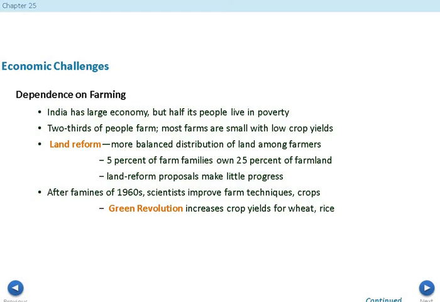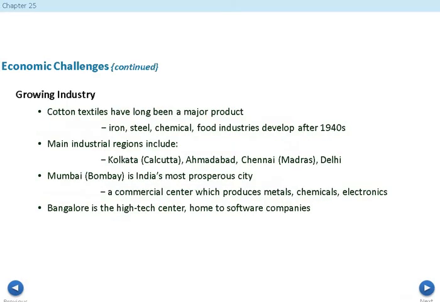Again, there's only so much land in India, so instead of trying to produce more off of more of the land, they're going to try to produce more with the same amount of land. Now, growing industries: you do see a cotton textile industry, a major product for a long period of time. Iron, steel, chemical, and food industries all developed in the 1940s.